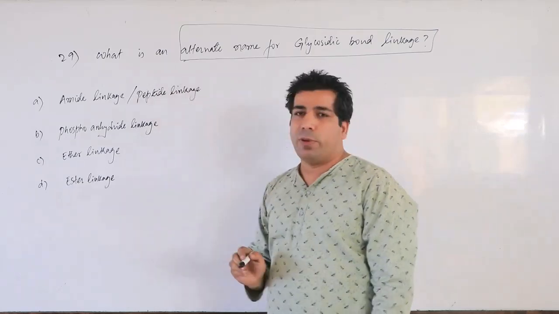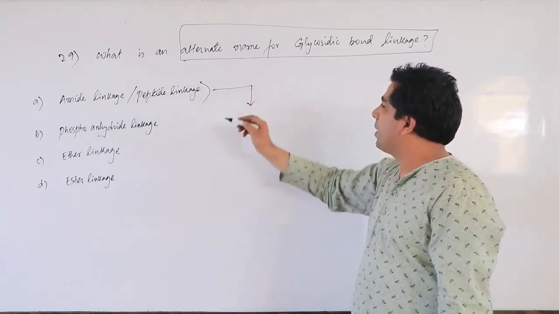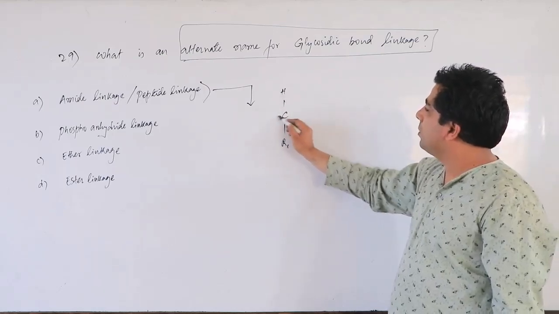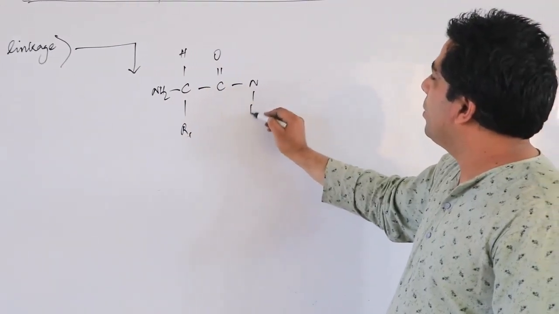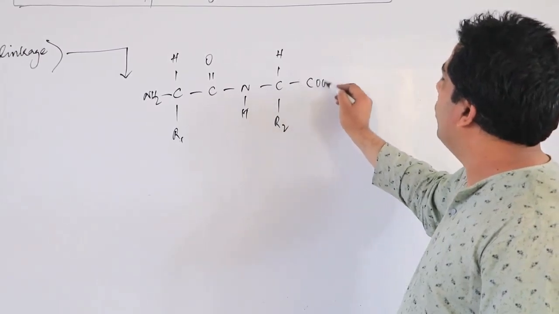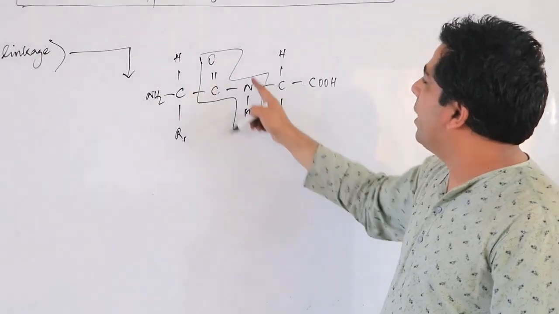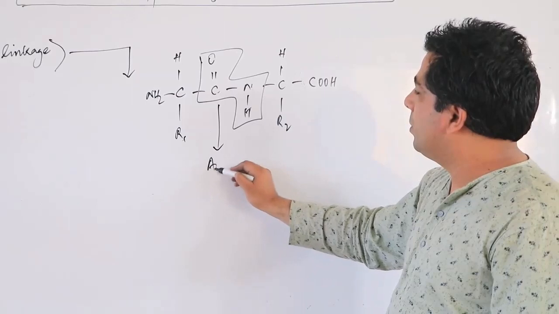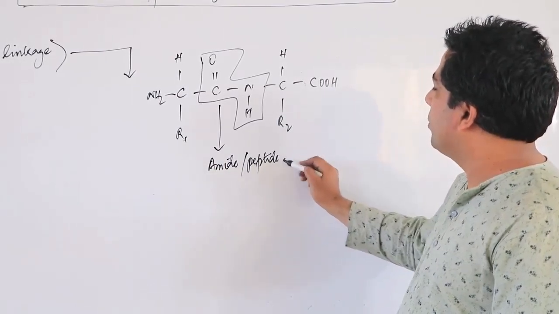So it's your peptide bond. You know that this peptide linkage can be demonstrated like this. Have a look: CH R1 NH2, C double bond O, NH, CH R2, then COOH. So this is basically the amide. CONH is your amide linkage, or you can say peptide linkage.